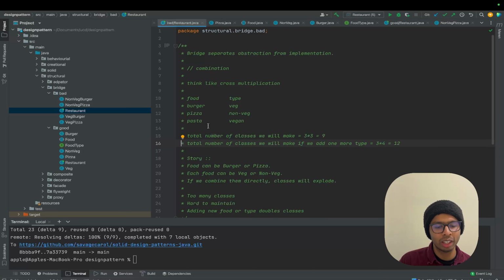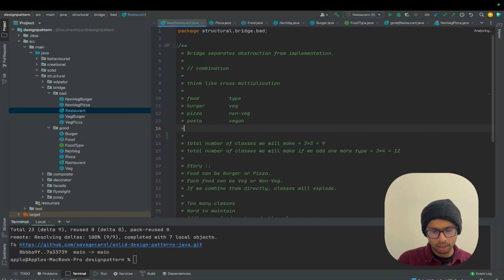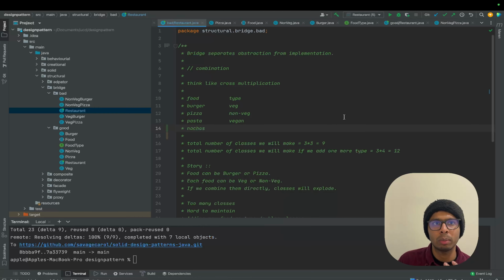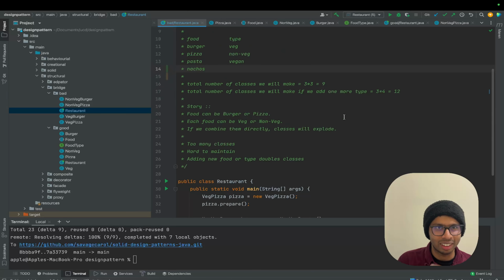And suppose I add one more food, let's say nachos, and we have 3 types of nachos as well: veg, non-veg and vegan. Then the combination is going to be 4 cross 3 equals 12, which means we have to make 12 classes. Let's go to the code and understand it.